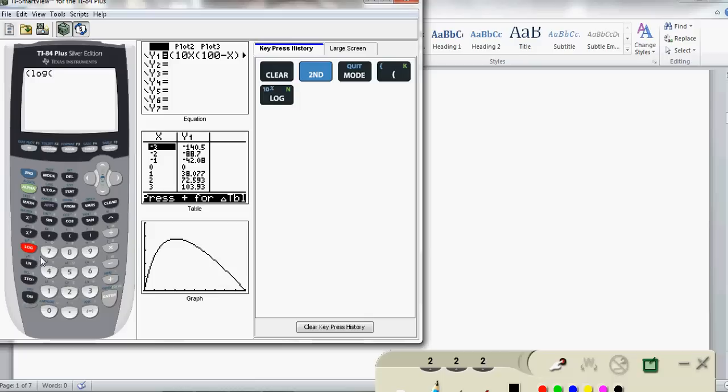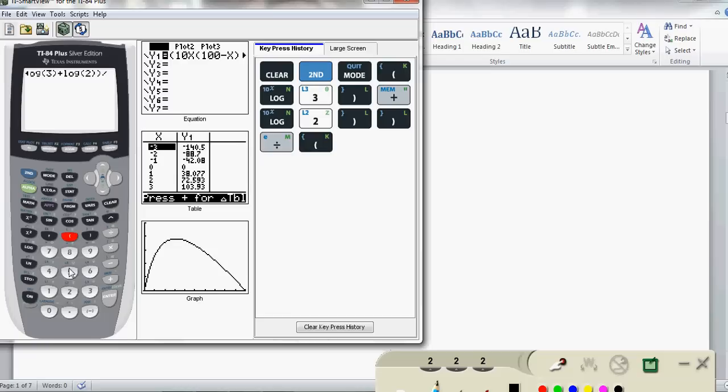So I hit log, and then I need base 3, and I need to close it out with parentheses to close out what's called the argument for the logarithm. Plus, I need log of 2, and I need to close that out, but then I need to close out the entire numerator with another closed parenthesis.